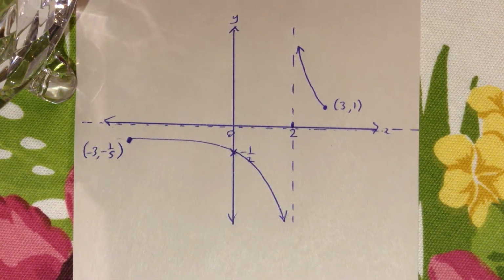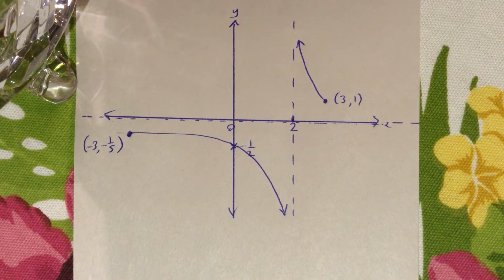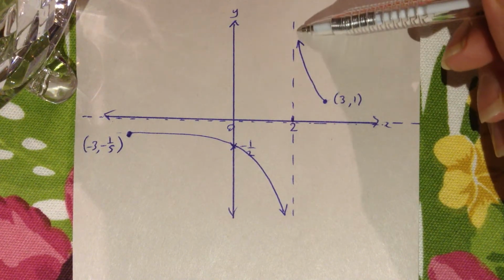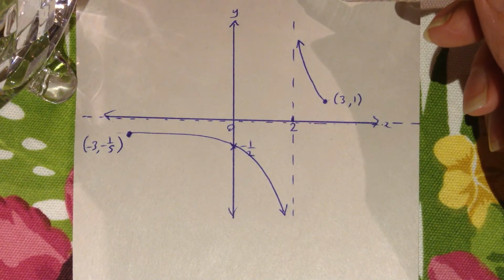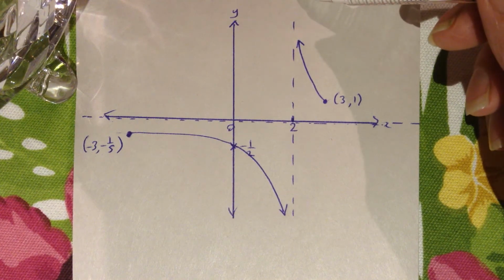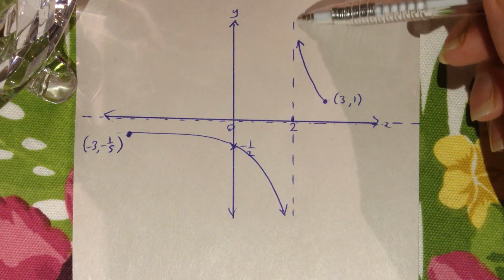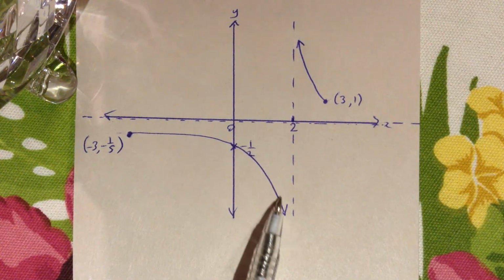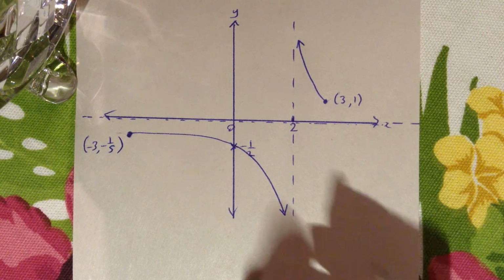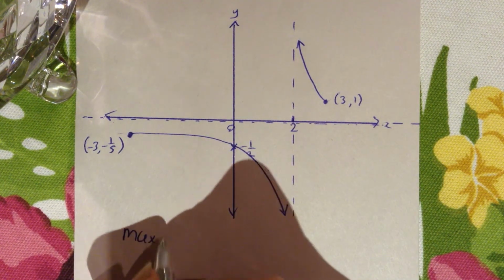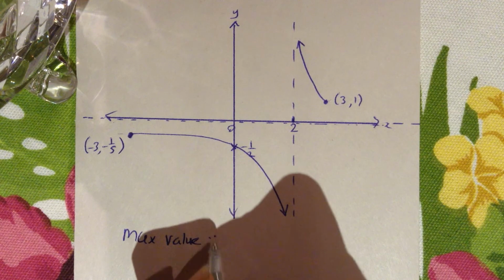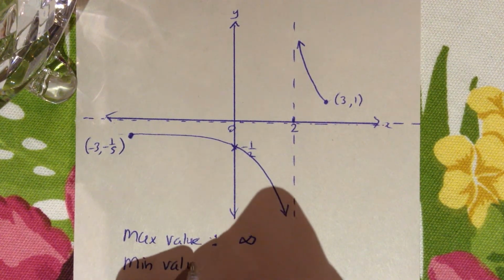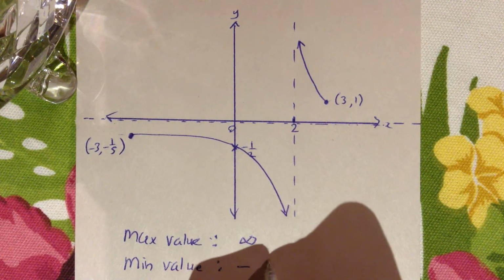But it did say in the question to state the maximum value and the minimum value. Now, the maximum value, okay, as you can see, the curve keeps going up and up and up. It's never going to end. All right. So it's approaching the maximum value will be infinity. And if you look at this part of the curve, it's going to go down to minus infinity. So the maximum value is infinity and the minimum value is minus infinity.